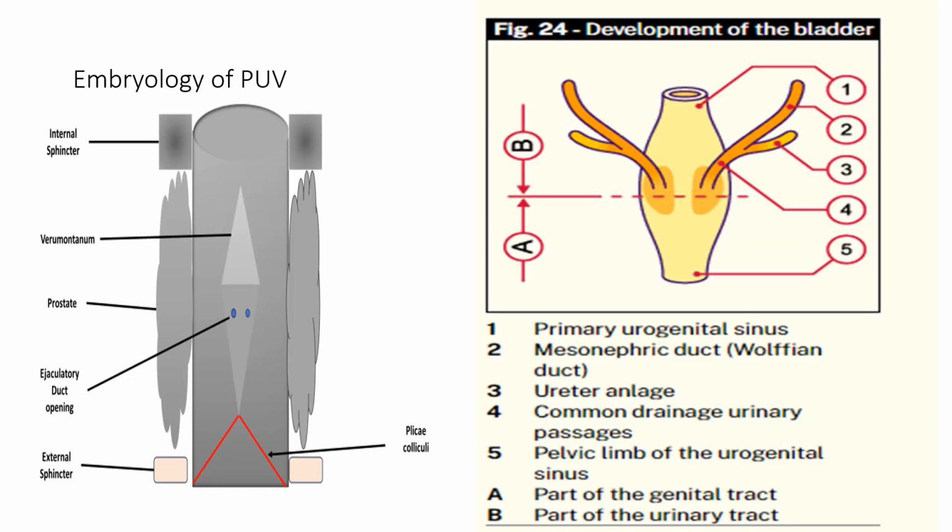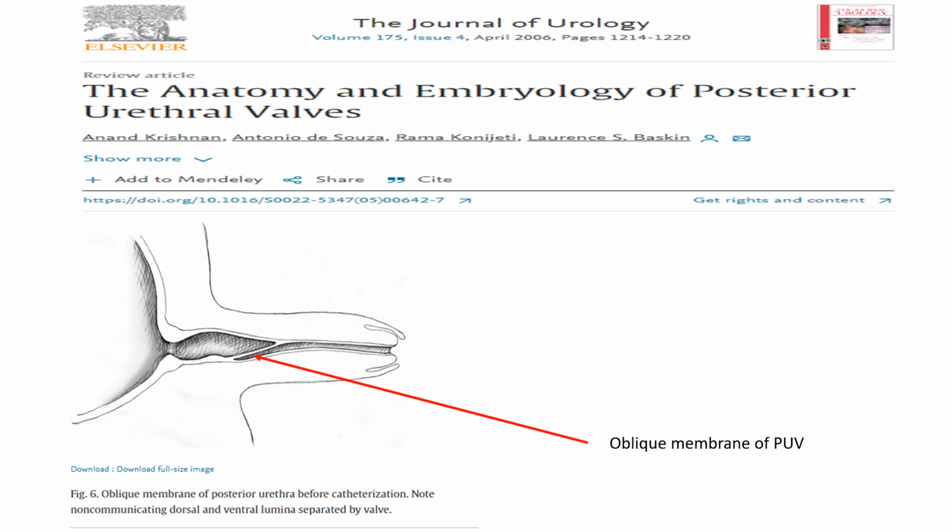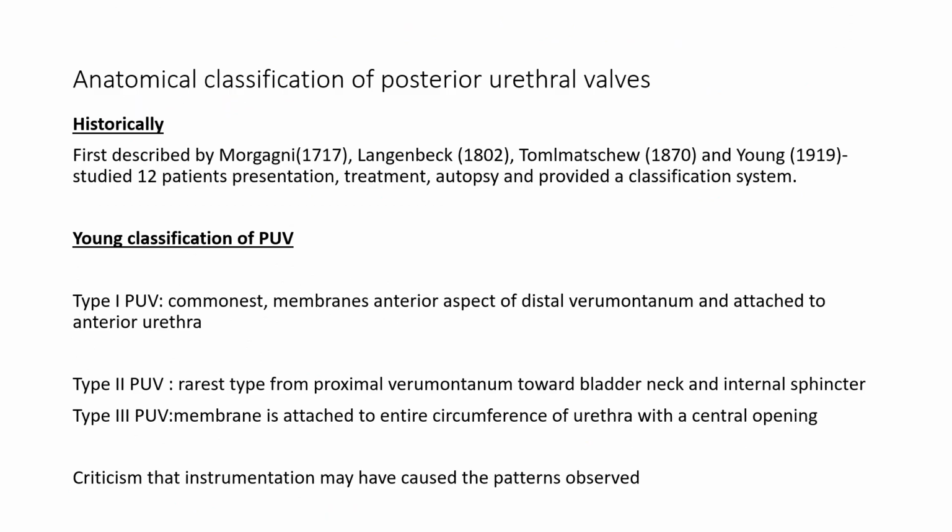So to recap, we're saying that there's abnormal integration of the mesonephric duct into the posterior part of the urethra, and this gives rise to an abnormal membrane in the region of the plica colliculi, shown in red in the illustration on the left. If we were to cut the penile shaft in a longitudinal view, you can see that oblique membrane of the posterior urethral valve in that position.